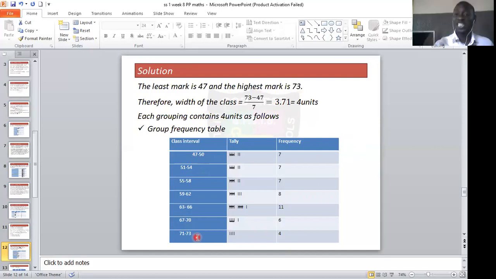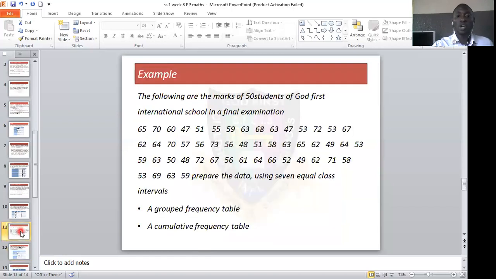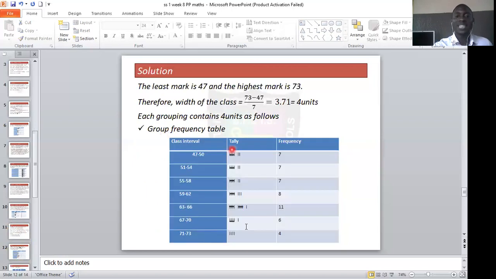The width of each class is gotten by dividing the range by the number of classes required. That gives the class interval. The first question says we should prepare a group frequency table, which is the class interval, the tally, and the frequency.